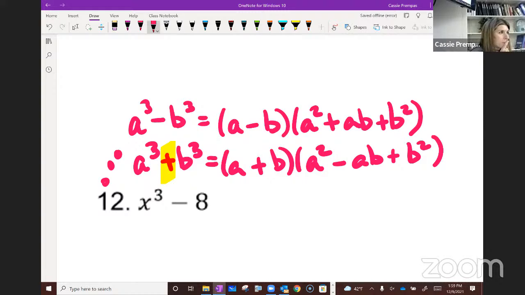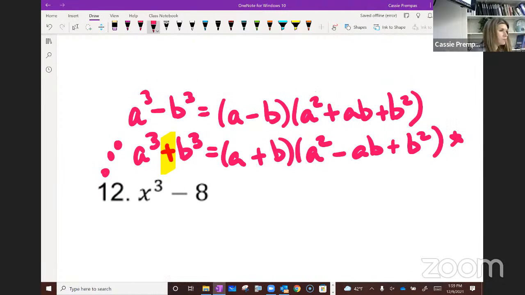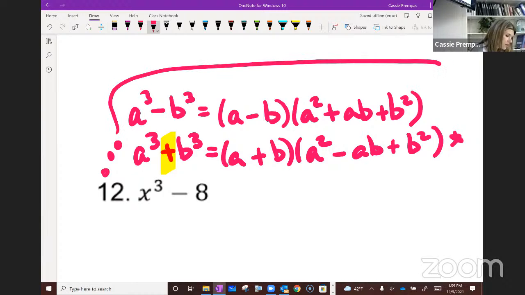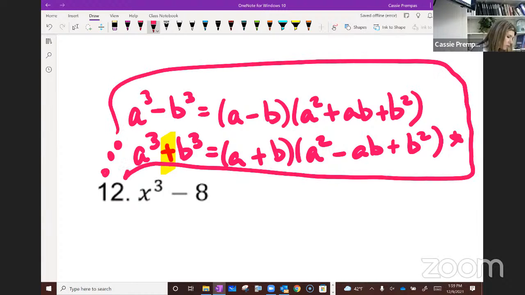Then it's going to be this rule. So these are really the two rules that you need to know, and you'll be using the second rule for number 14.